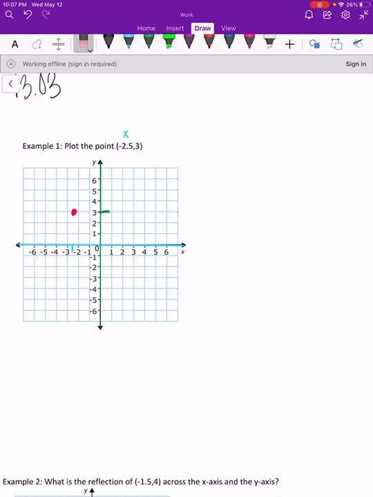And it's kind of weird because it's not really like on a perfect grid because it's negative 2.5, so it's in the middle of negative 2 and negative 3. And it does look weird, but that's okay. That is what our point looks like. It's going to be right in the middle. Just make sure you go over on your x before you go up on your y.